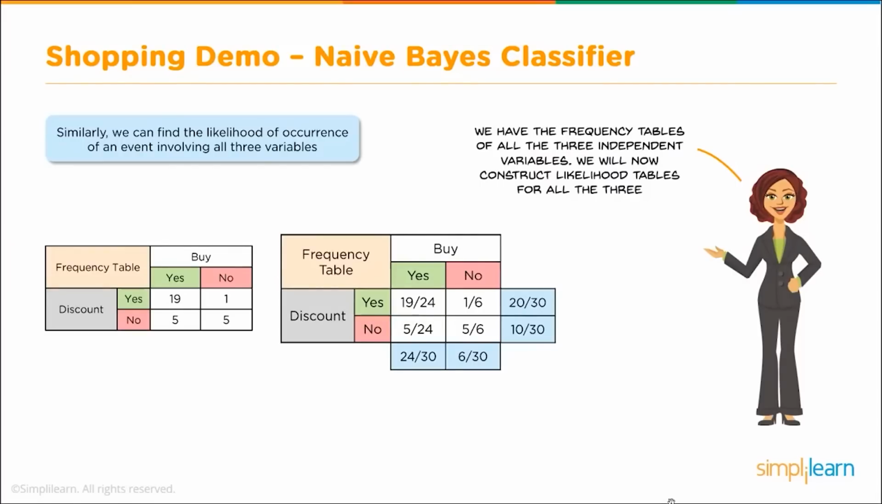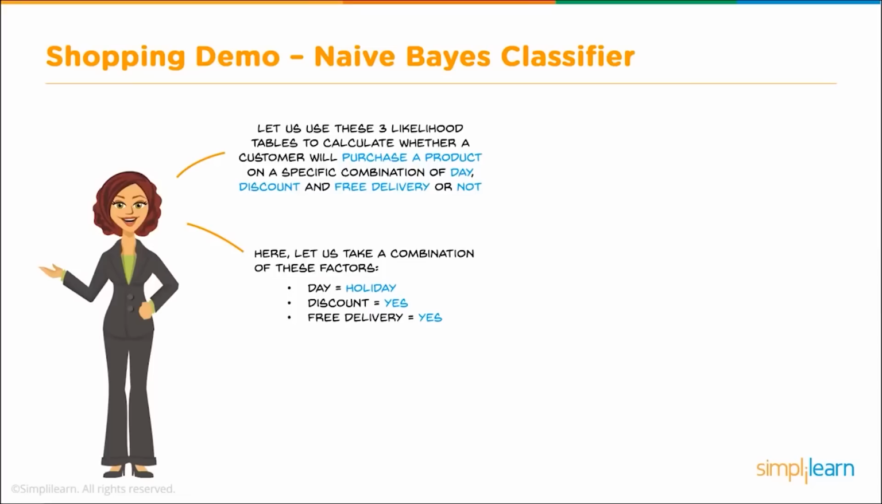So now we have our probabilities for a discount and whether the discount leads to a purchase or not, and the probability for free delivery. Does that lead to a purchase or not? And this is where it starts getting really exciting. Let us use these three likelihood tables to calculate whether a customer will purchase a product on a specific combination of day, discount, and free delivery, or not purchase. Here, let us take a combination of these factors. Day equals holiday, discount equals yes, free delivery equals yes.